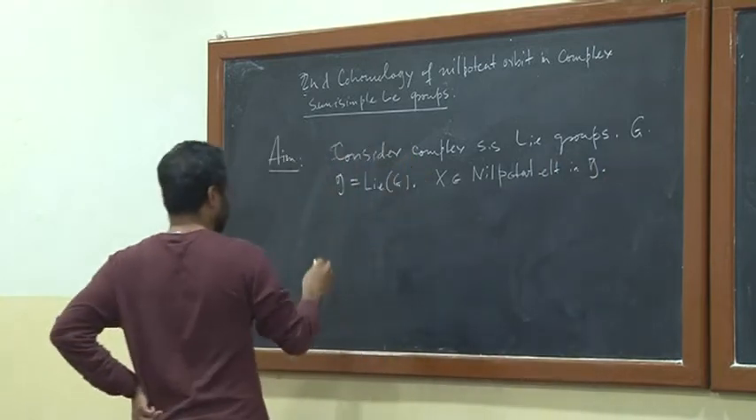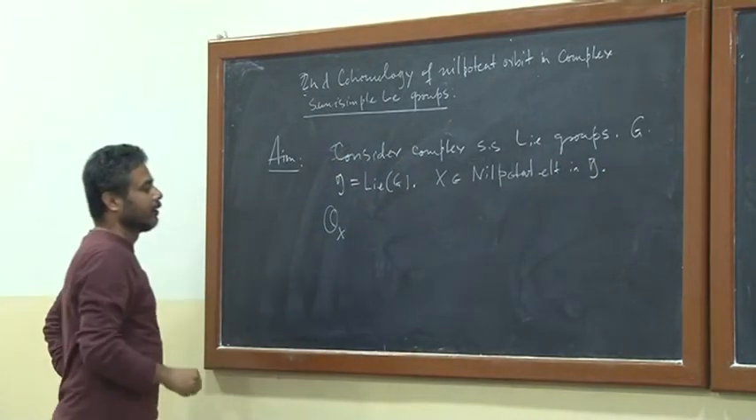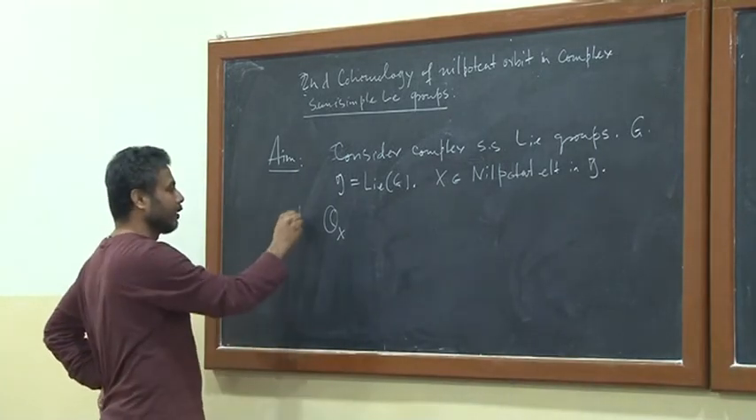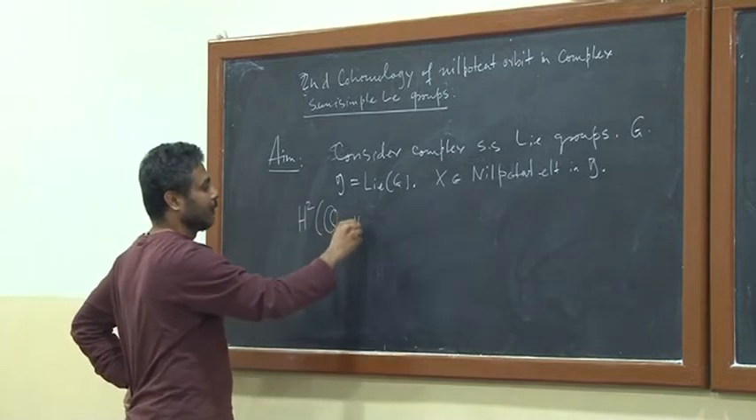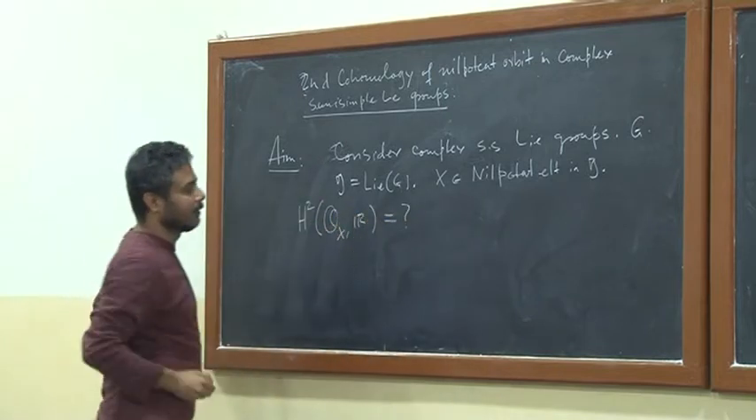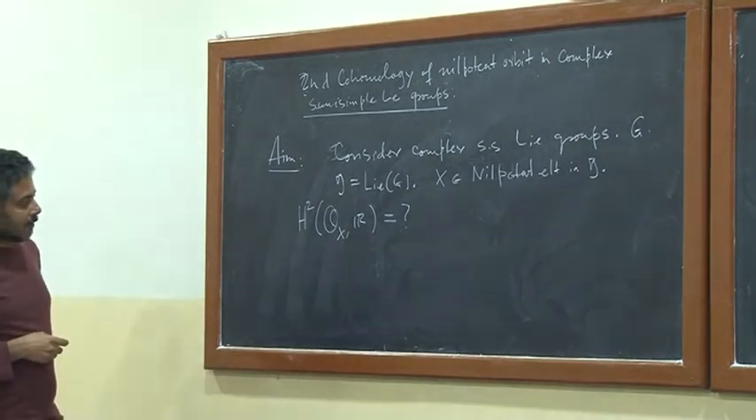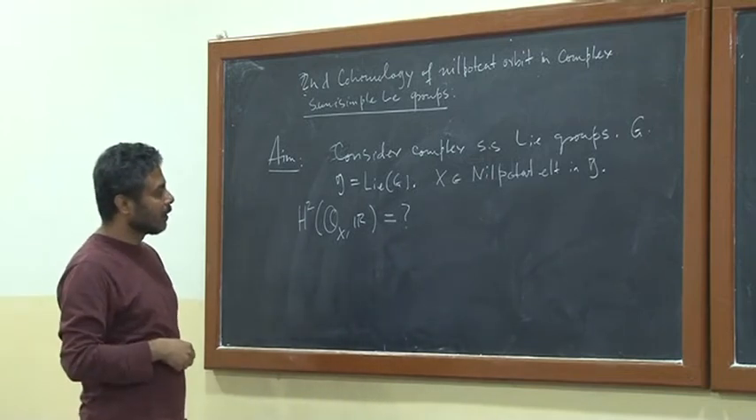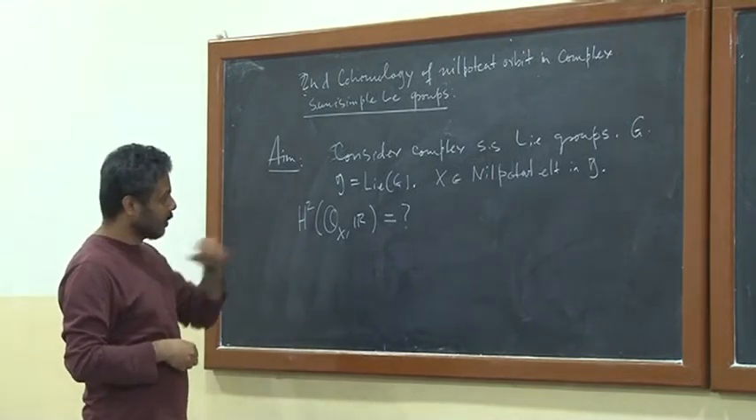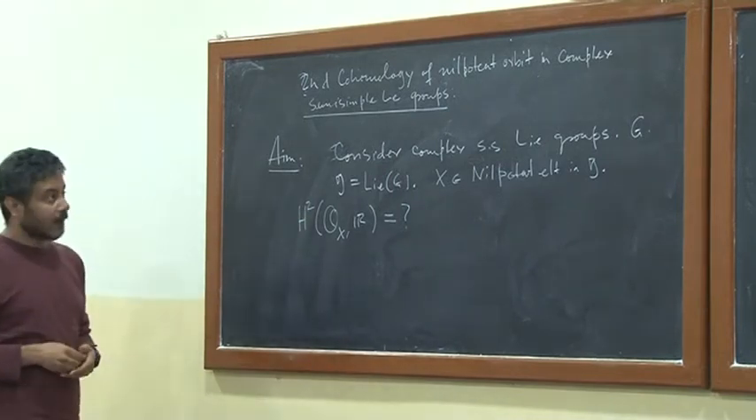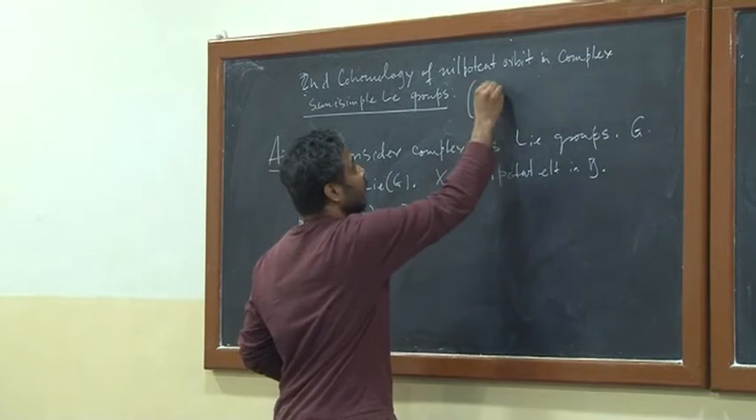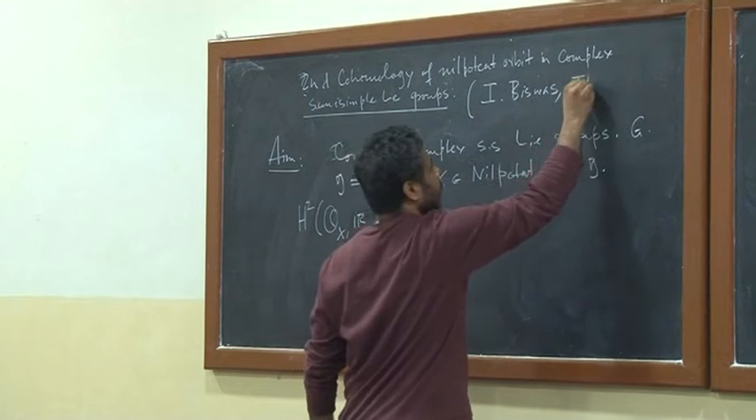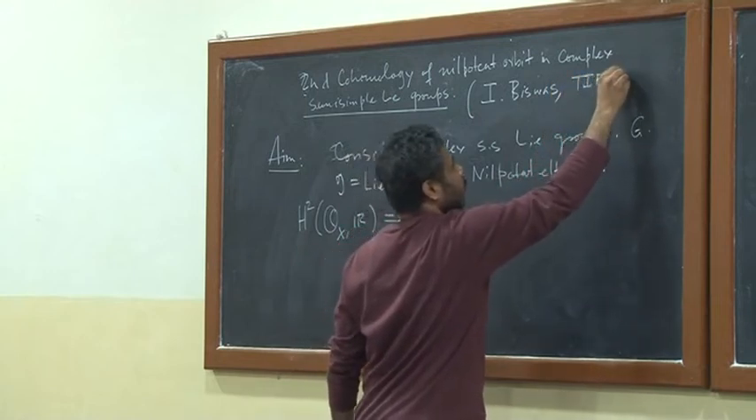In G, I consider the orbit under the adjoint action, and I'd like to know what is the dimension of this vector space when considered as a real manifold, and we will give a complete description of this. This is joint work with Indranil Biswas, Bombay.